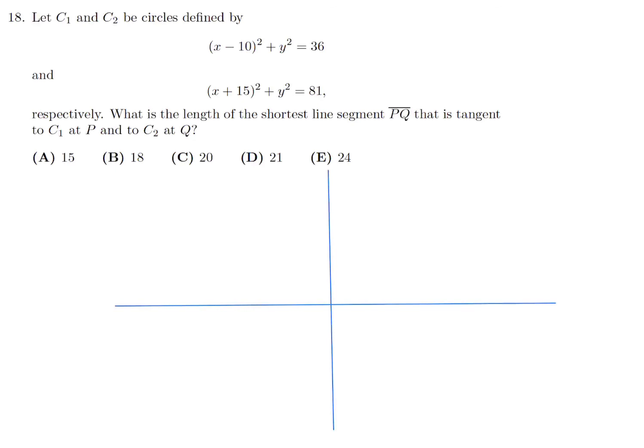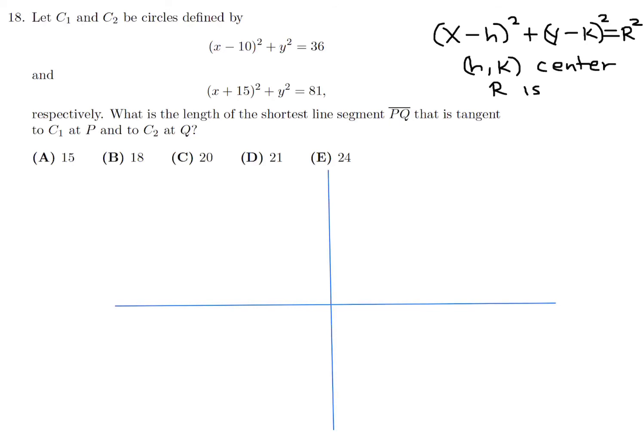And first, I'm going to label the points. Actually, I'll just draw the circles first. So the first circle, this is what these are. I hope you can identify that, because the equation of a circle is of the form (x minus h) squared plus (y minus k) squared is equal to r squared, where (h, k) is the center and r is the radius. Not r squared, but r.